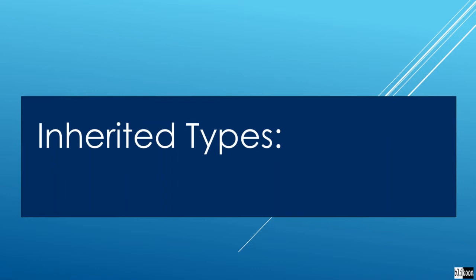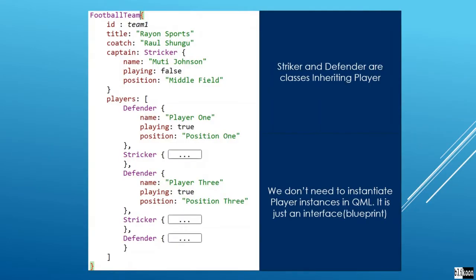In this lecture, we're going to see how to work with inherited types from your C++ classes and how that reflects to QML. We're going to build on top of the previous lecture where we built a football team C++ type and made it available in QML and made sure it had the capability to take object properties and object list properties. In this lecture, we're going to make it capable of storing different kinds of players.